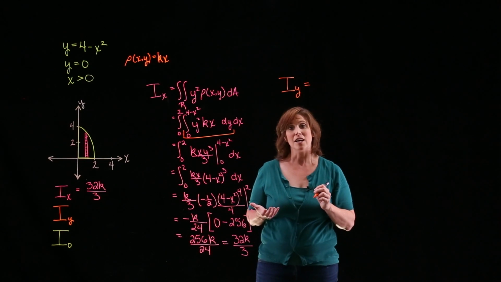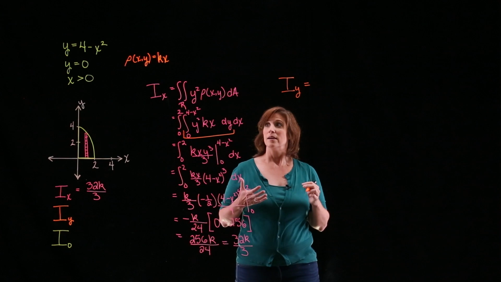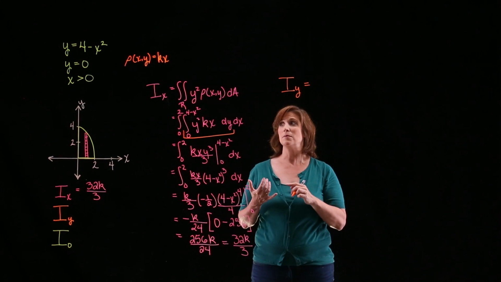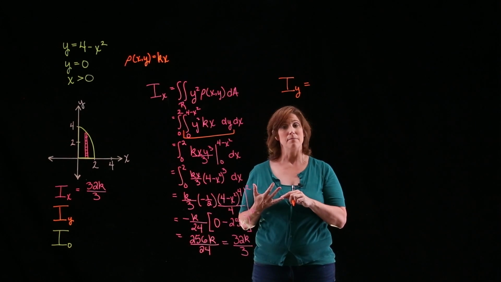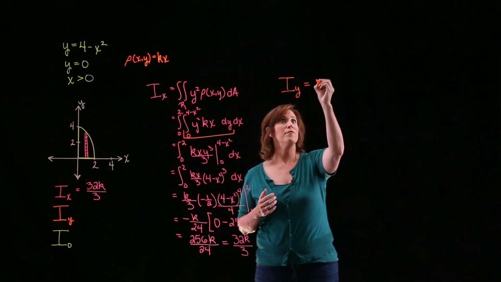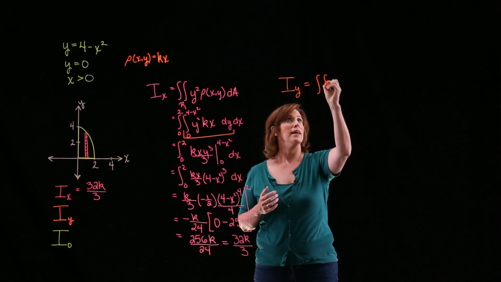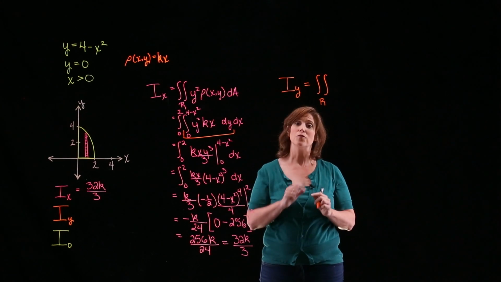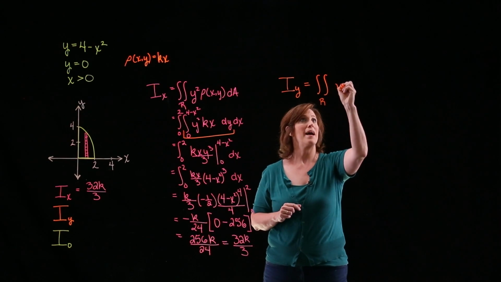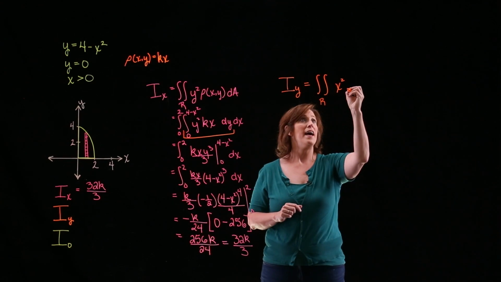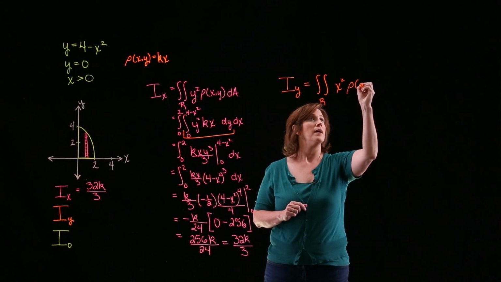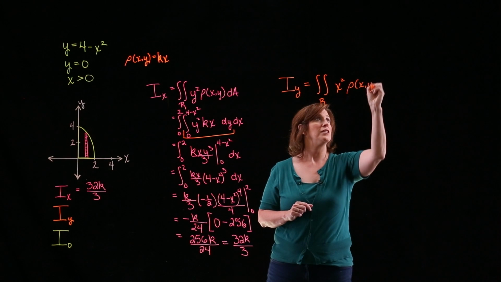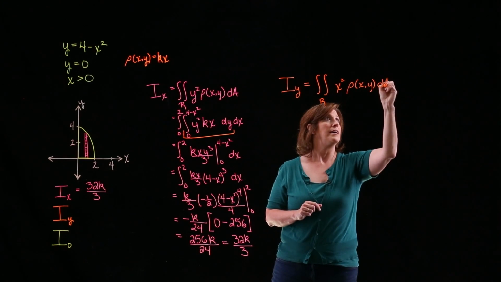Now we need to find the moment of inertia about the y-axis. So again, inertia for a fixed mass is going to be the distance squared times the mass. Because my mass is not fixed, I'll use the integral over the region. Now my distance squared, the distance from the y-axis, can be represented by x squared. And then I'll have my density function, dA.